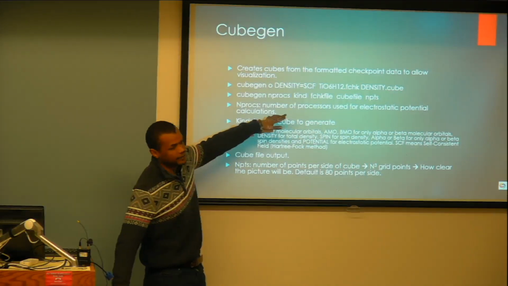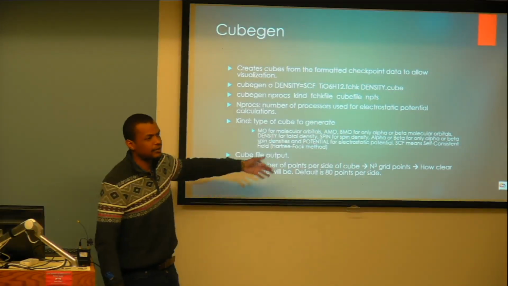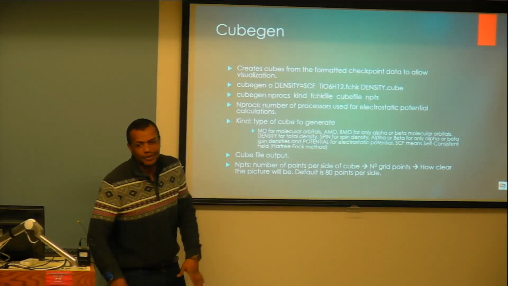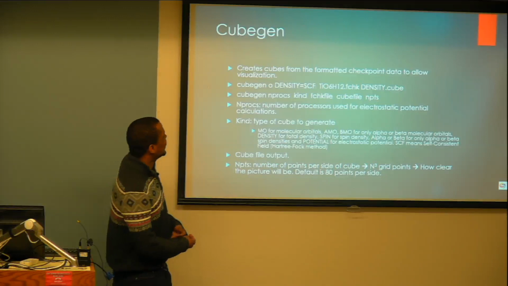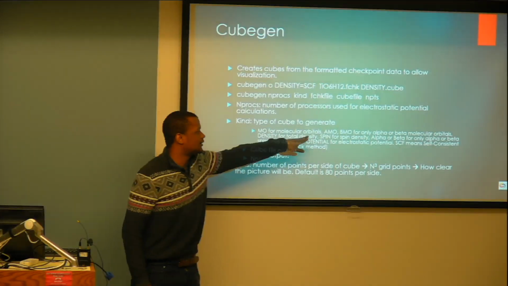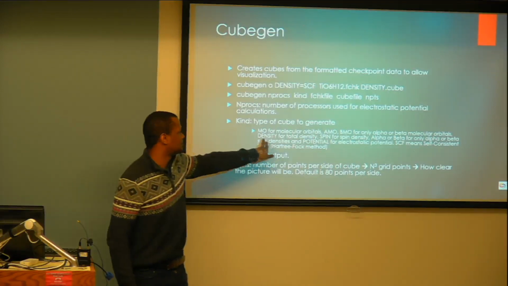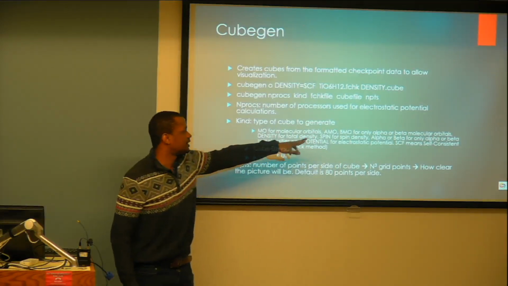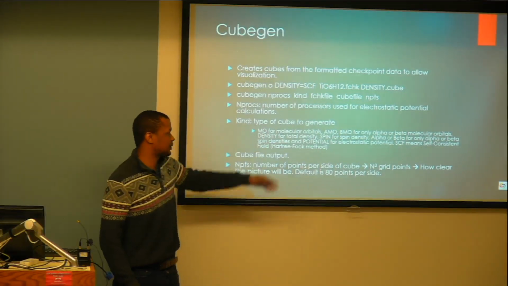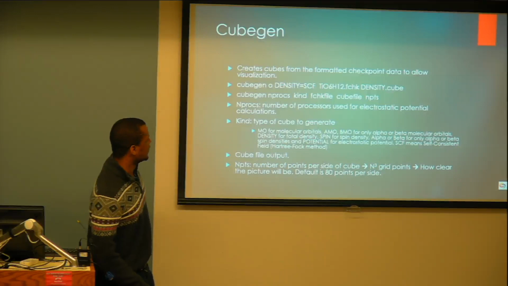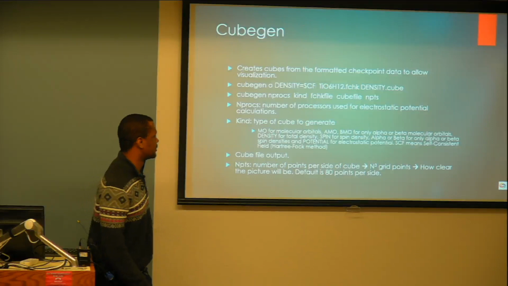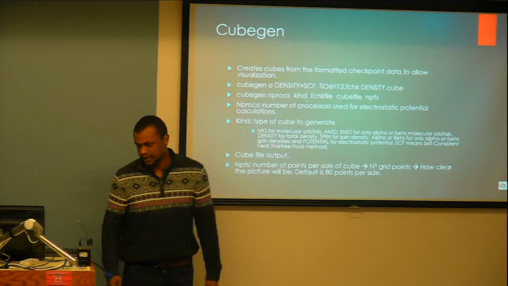Cubegen needs a number of processors or memory available to do the calculations needed to visualize them. And kind here, this is where you choose molecular orbitals, alpha molecular orbitals, beta, or density, or spin density, or alpha or beta spin densities, or potential for electrostatic potential, and generate this output file as a cube that you can visualize using GaussView.